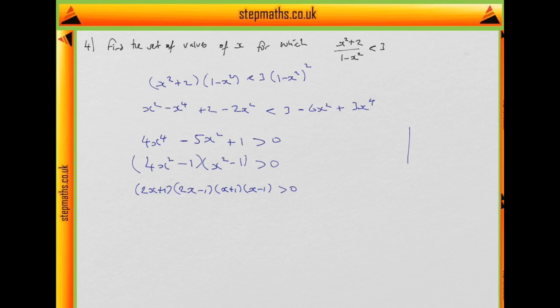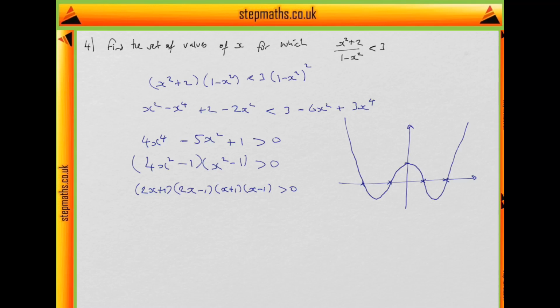So let's go with a quick sketch of this. We know roughly our quartic graph is along these lines. So we have roots at a half, minus a half, 1 and minus 1. So it's going to come down like this, back up here, down like this, up through here, down through there, and back up like so. Okay, so when's that greater than 0?